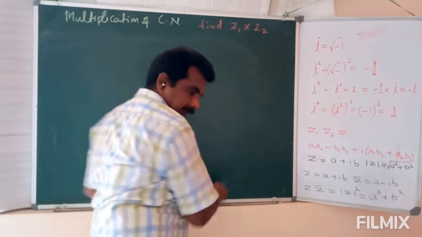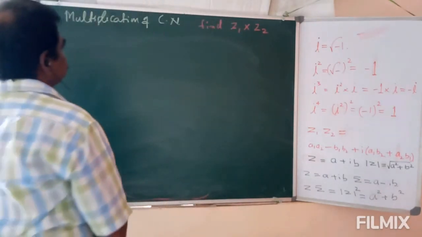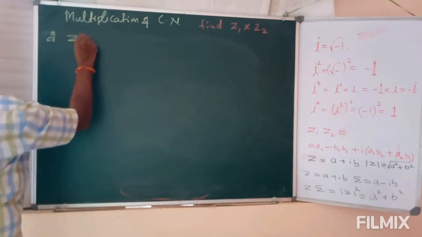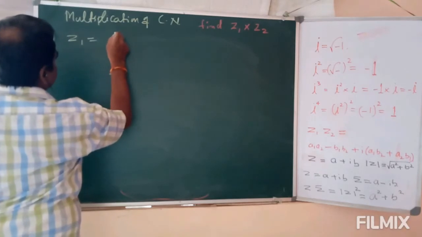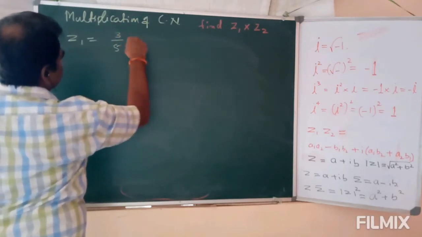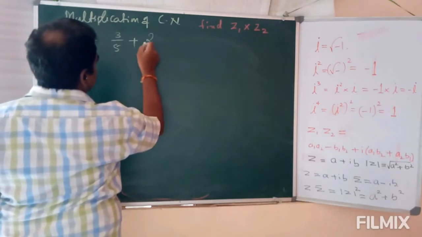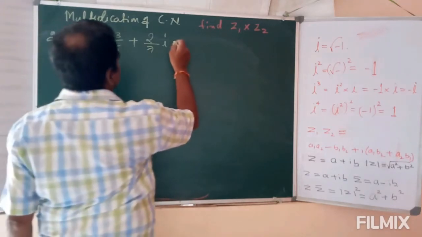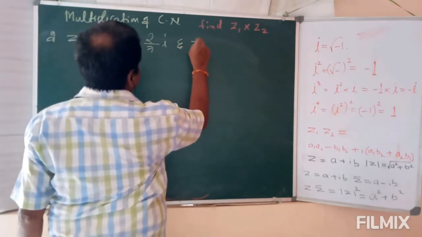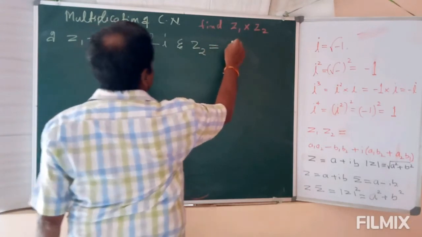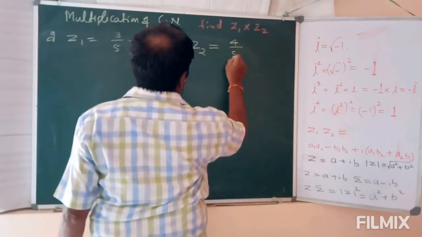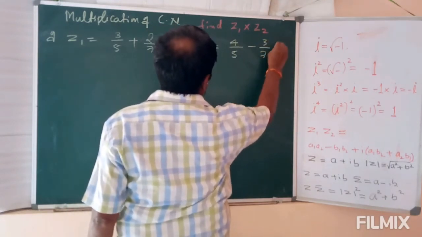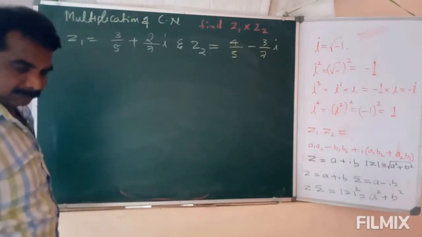Multiplication of complex numbers, another example. Find z1 into z2 if z1 is equal to 3 by 5 plus 2 by 7i and z2 is equal to 4 by 5 minus 3 by 7i. Okay, no problem.